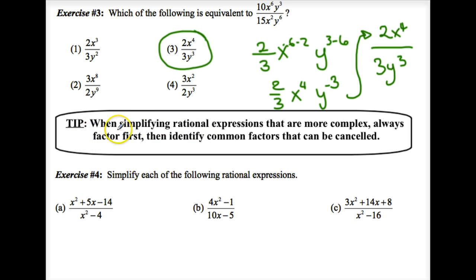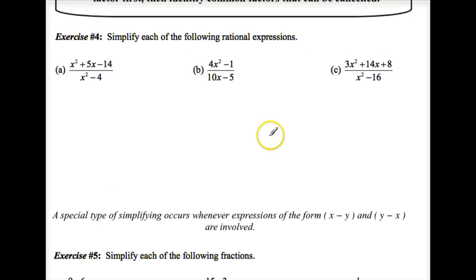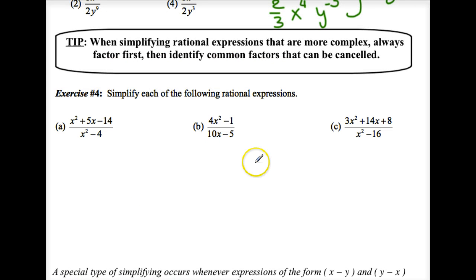So a tip for you, when simplifying rational expressions that are more complex, more difficult, always factor first, then identify the common factors that can be canceled. So we're going to talk about some more complex rational expressions here. 1, 2, 3 examples. So this goes back to unit 2 and 3 when we're doing difference of squares, when we're factoring quadratics, when a is 1, when a is negative 1. See why we needed to master these now?